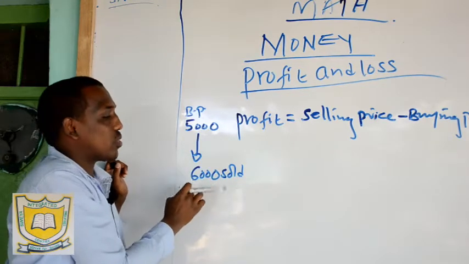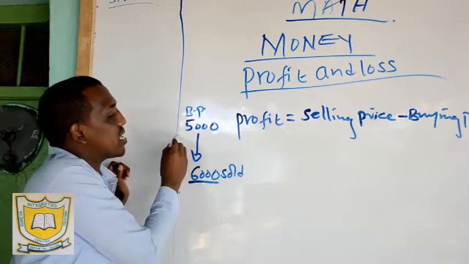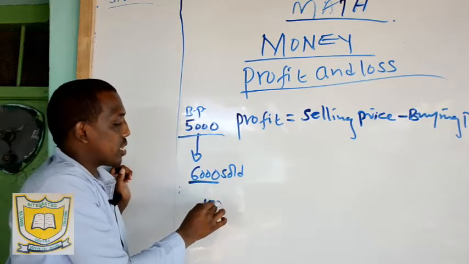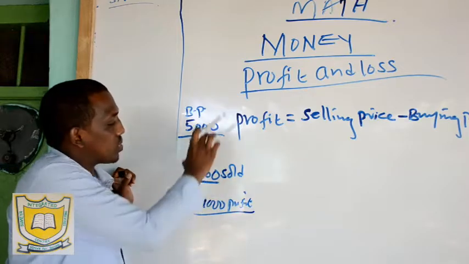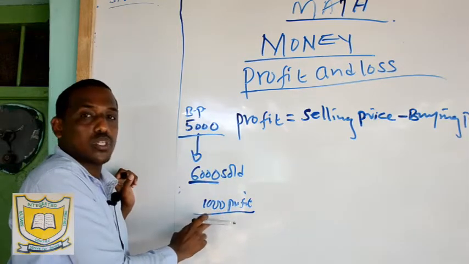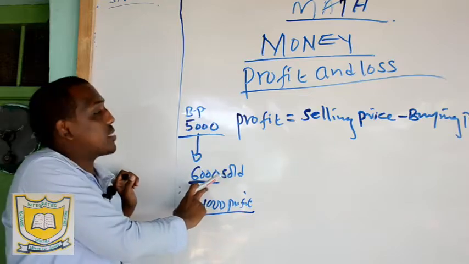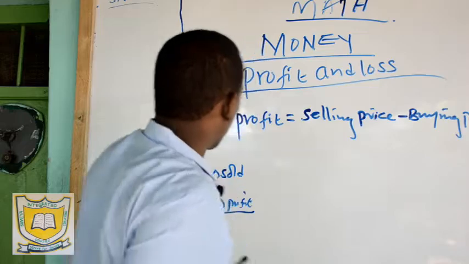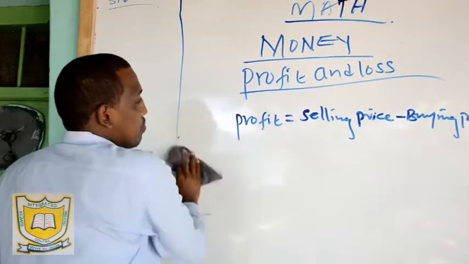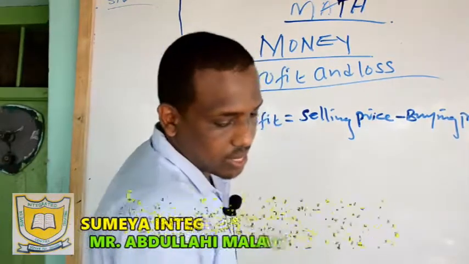How do you get that 1,000? You say 6,000 minus 5,000, that is 1,000. That 1,000 is what is called the profit, faida. So we subtract. How do we get this 1,000? Selling price minus buying price. That is how we get the profit. So profit is equal to selling price minus buying price.